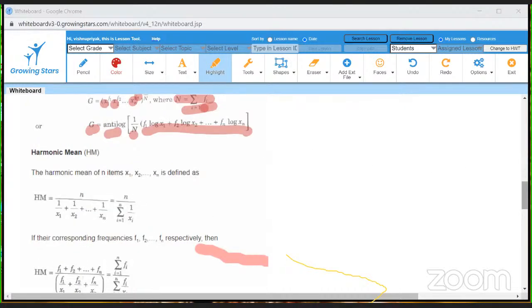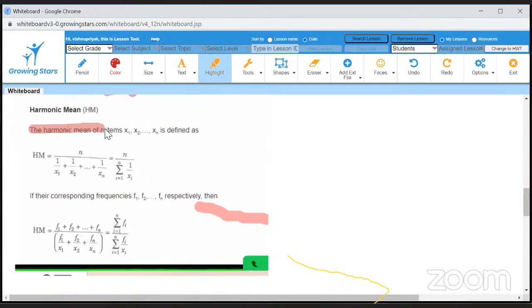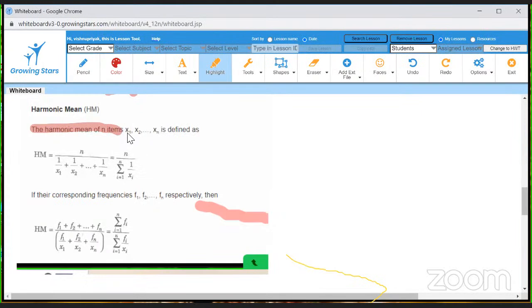Okay. Next, harmonic mean. The harmonic mean of n items, x1, x2 up to xn. Harmonic mean is the total number of observations n divided by 1 by x1 plus 1 by x2 up to 1 by xn. Or in short, n by sigma 1 by xi, where i is from 1 to n.